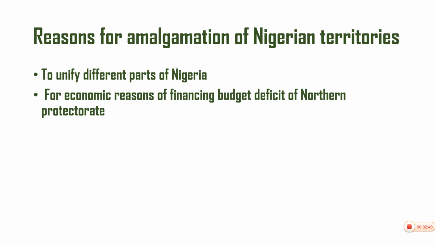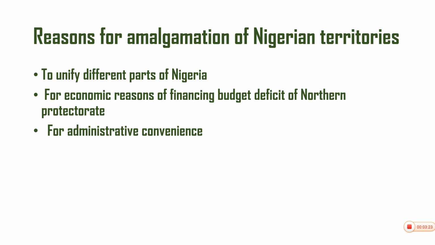So the reason for joining these regions together was to help to finance the budget deficit of the Northern Protectorate. The Northern Protectorate was low in finance, so these other regions were joined together to help raise finance to take care of the budgets of the Northern Territory. Another reason was for administrative convenience. The joining of these territories together was to help them to be able to control these territories together as one body.